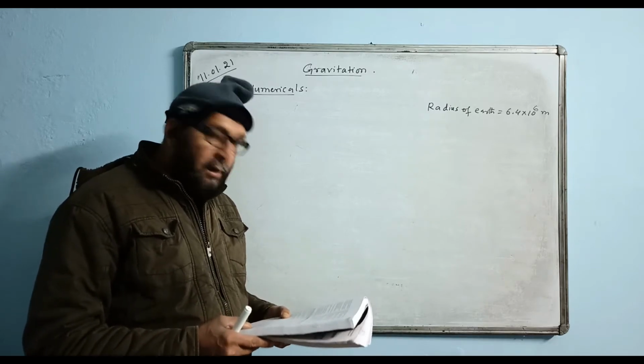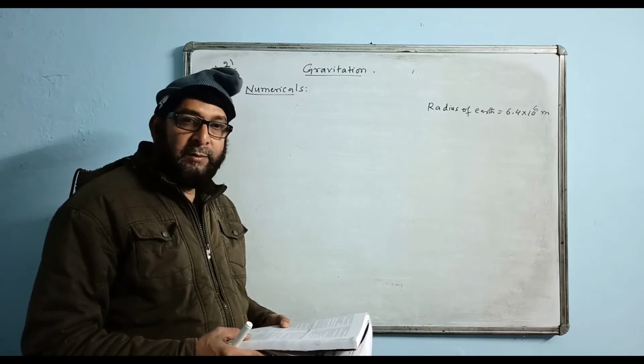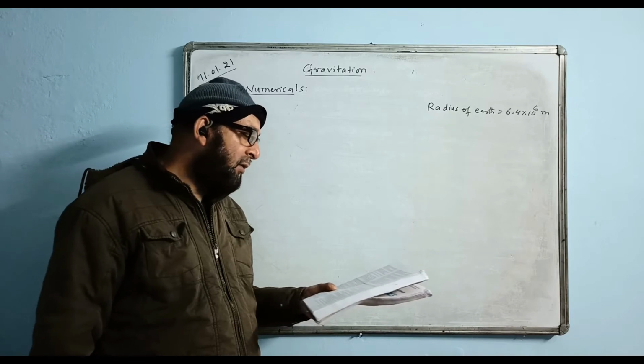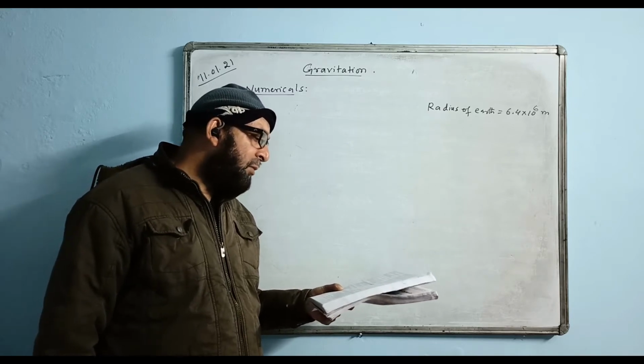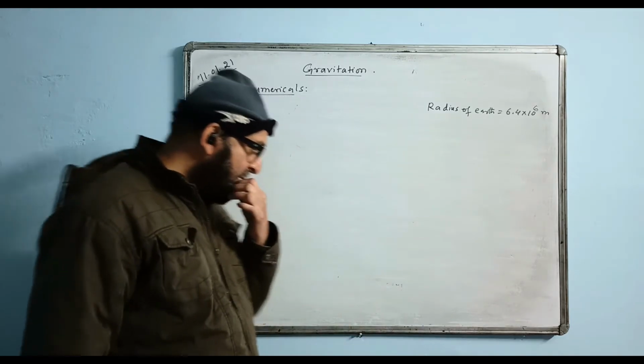Given, capital R equal to 6.4 into 10 to the power of 6 meters. Capital R is the radius of the earth, 6.4 into 10 to the power of 6 meters, and the g value is given as 9.8 meter per second square.